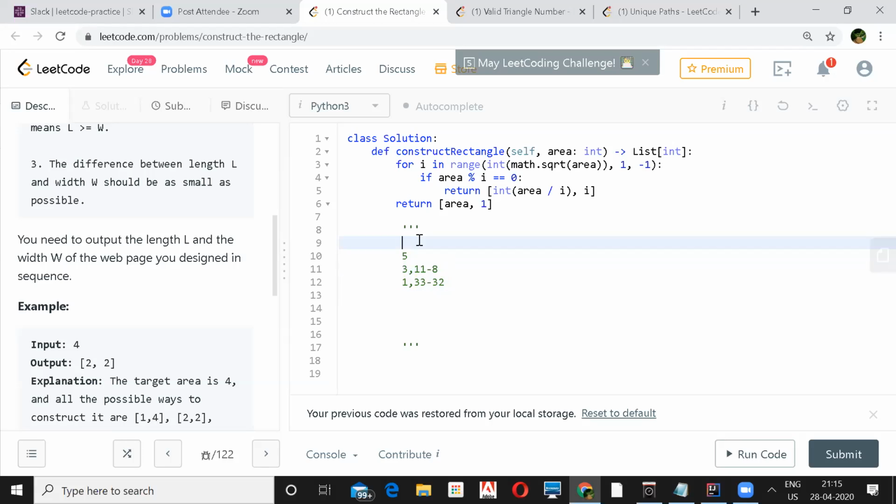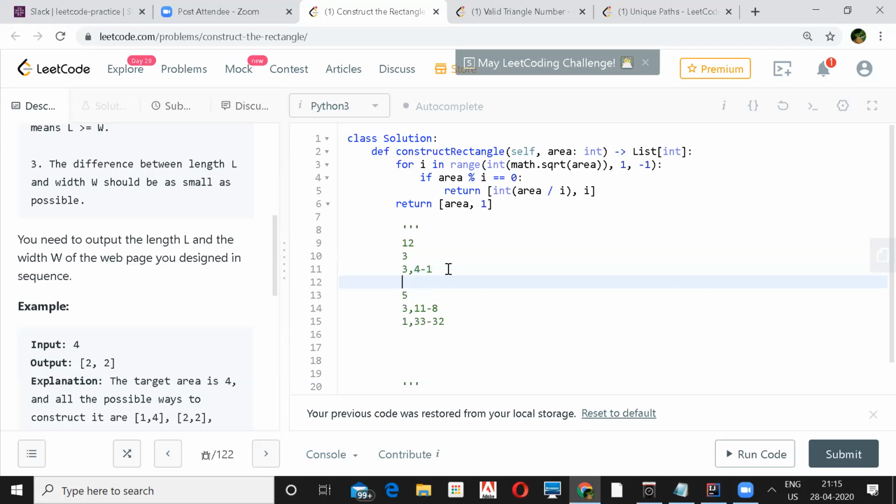Sure. Let's say 12. The root of 12: 3 3s are 9, 4 4s are 16, so it will be 3, I think. Okay, so if it is 3, then 12 divided by 3, one will be 3, the other will be 4. Here your difference is 1. Area is 12, so 12 by i, 12 by 3 is 4, and your i is 3. And we'll return from here only.